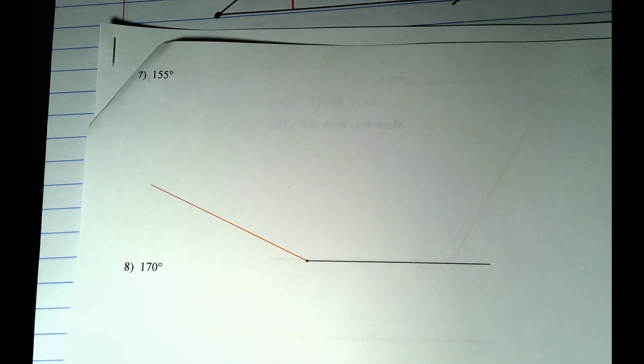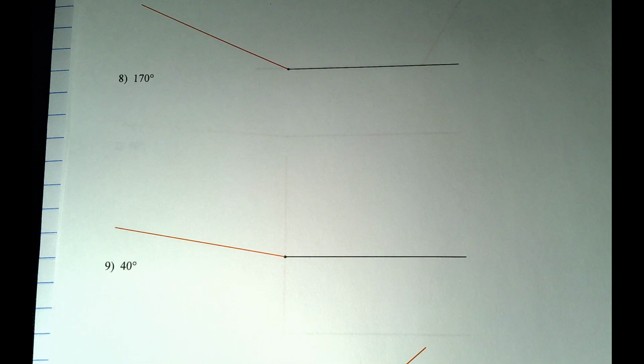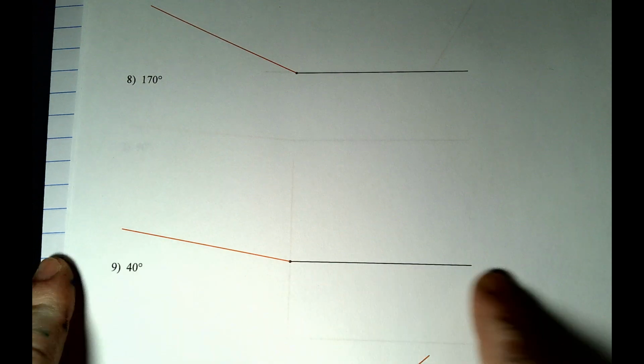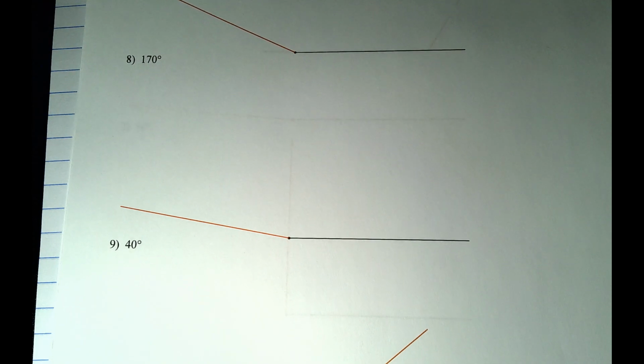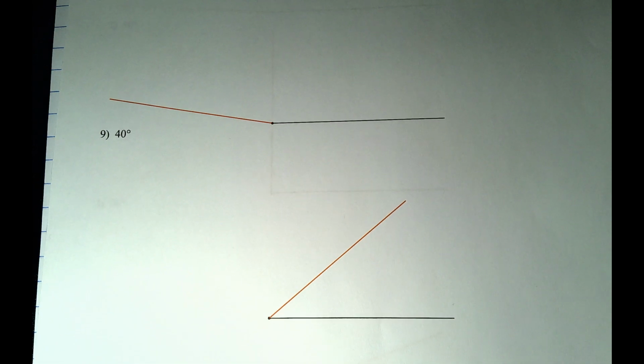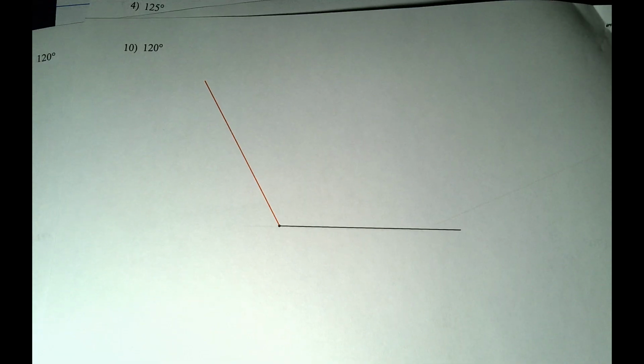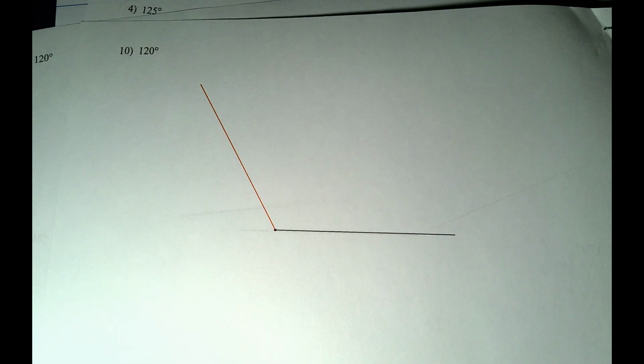Okay, next page, number 7, our 155-degree angle should look about like that. Also a pretty large angle. Number 8, even bigger, 170 degrees. Almost a straight line, not quite. Number 9, 40 degrees, a little one, little angle. Okay, everybody get those okay if you got there? Awesome. And last page, there's just one. 120 degrees should look about like that. How'd we do? Good.